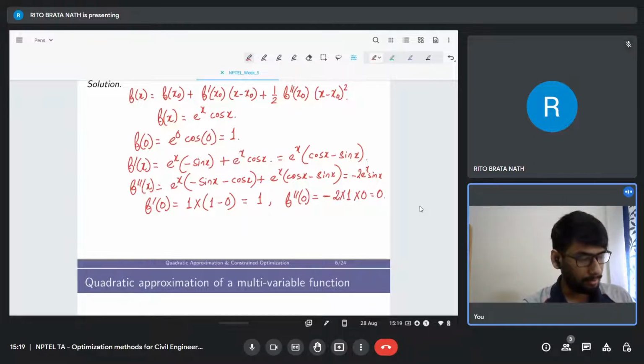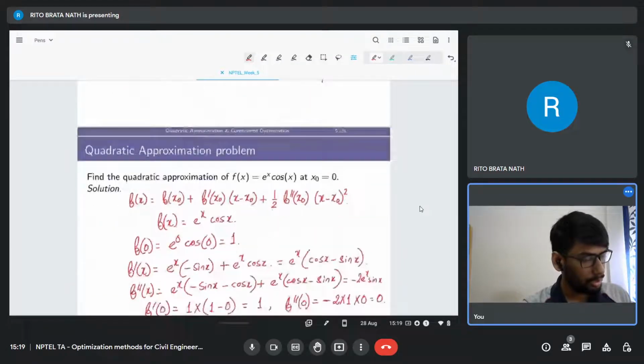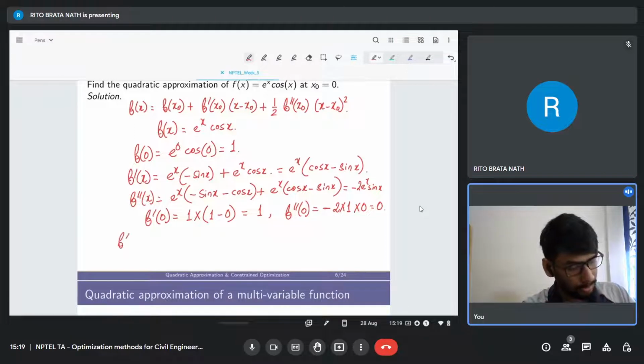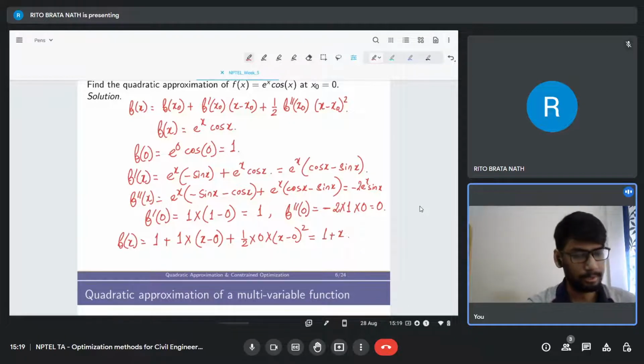So now what you are left with is a function of a variable which does not have an order of 2, because your f double prime of 0 at that point has vanished. So now f(x) becomes f(0), which is 1. This f prime of 0 is again 1, times x minus 0. Then the rest of the part is half times 0 times x minus 0 squared. So what you are left with is 1 plus x. Yeah, so this is your final answer.